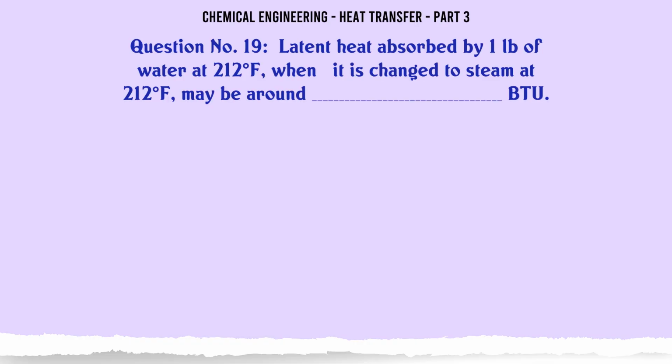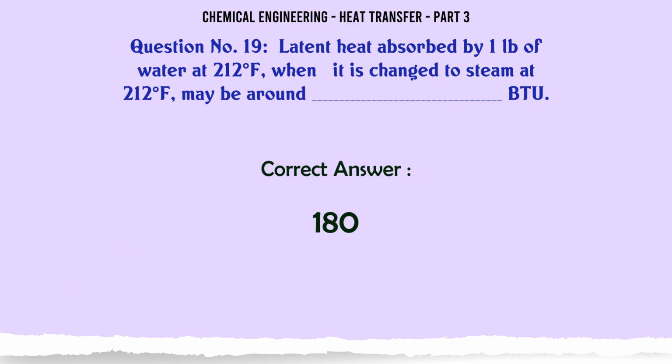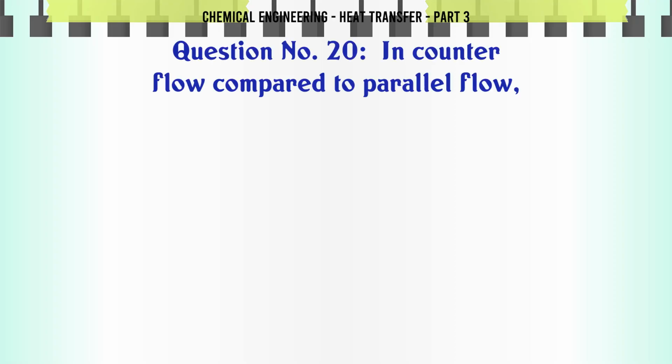Latent heat absorbed by 1 pound of water at 212°F when it is changed to steam at 212°F may be around how many BTU? A. 180. B. 970. C. 3.97. D. None of these. The correct answer is 180.